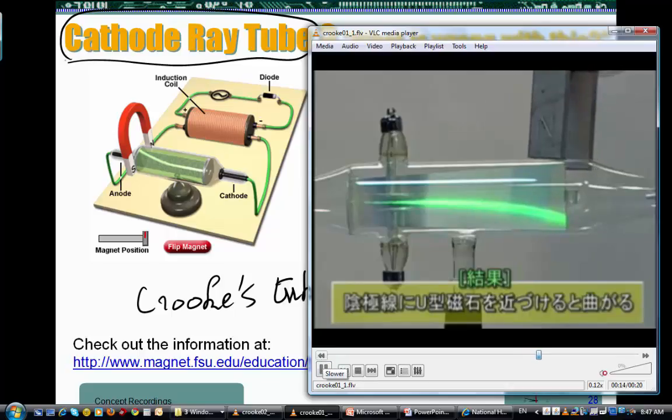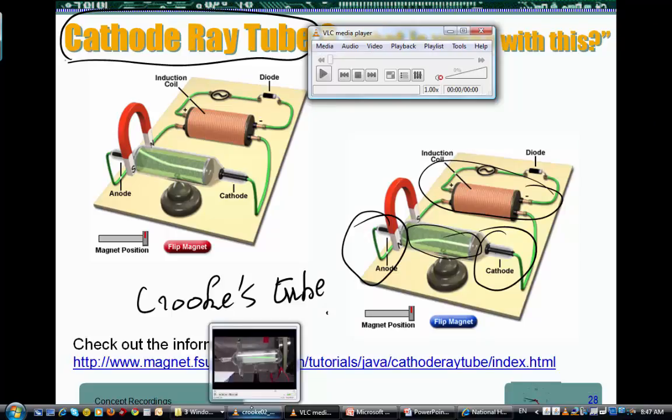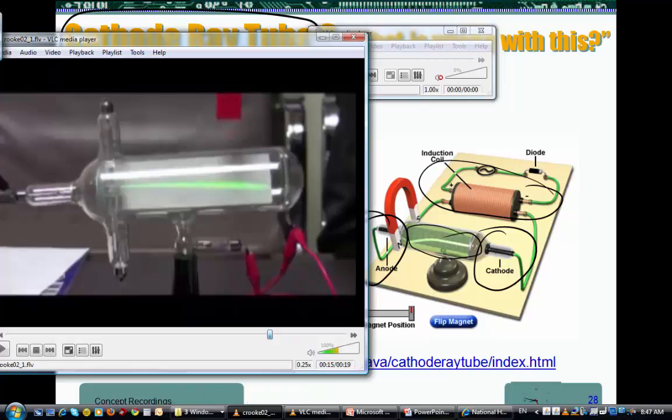Keep playing that. See it? Okay, remove the magnet, and then they move in a straight line. This is another video showing the same thing. I have it in slow motion.